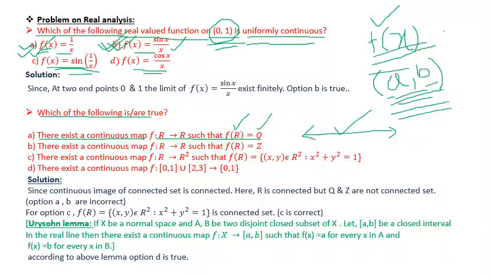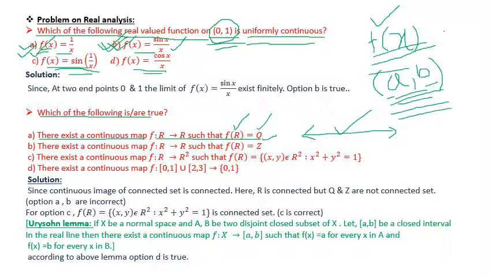Why is Q not connected? Q is the set of rational numbers, and between any two rational numbers there exists an irrational number. So that's why Q is disconnected. Here there exists a mapping f from R to R such that f of R equals Q. So this type of mapping does not exist.